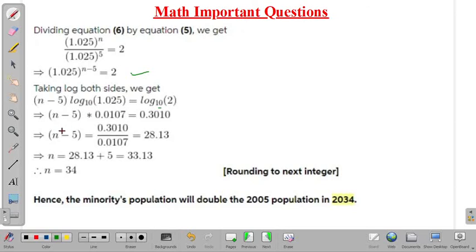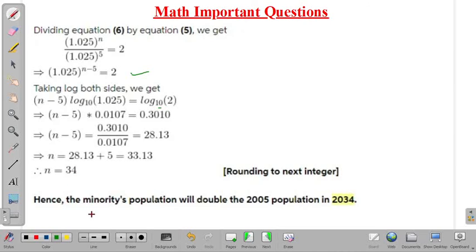So we can calculate the value of n minus 5 equal to 0.3010 divided by 0.0107, which is equal to 28.13. Therefore n will be equal to 33.13, and rounding to the next integer, n will be equal to 34. Hence we can say that the minority's population will be double that of the 2005 population in the year 2034.